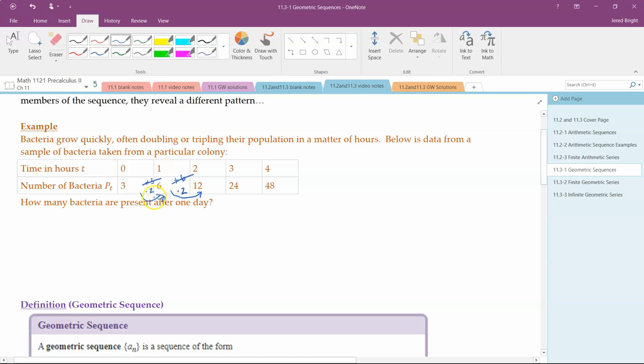But if I look between now 12 and 24, that continues as a multiplying by 2 pattern, and that even holds from hour 3 to hour 4. So then the question is, how many bacteria are present after 1 day? Well, we will get there. Not going to do it right now.